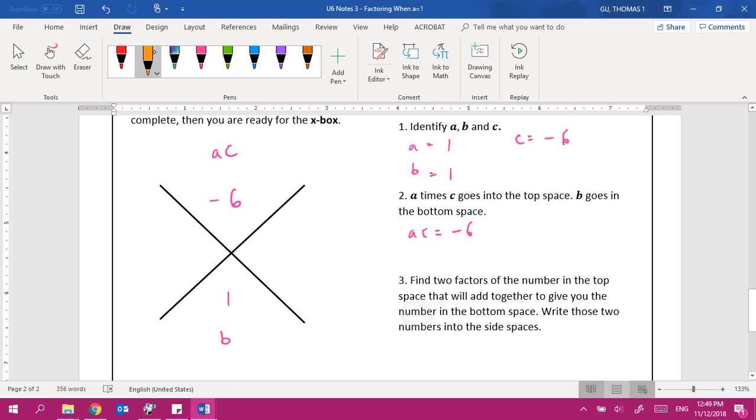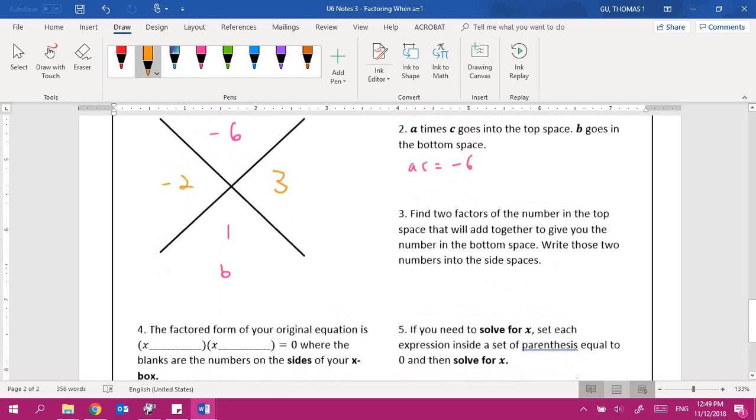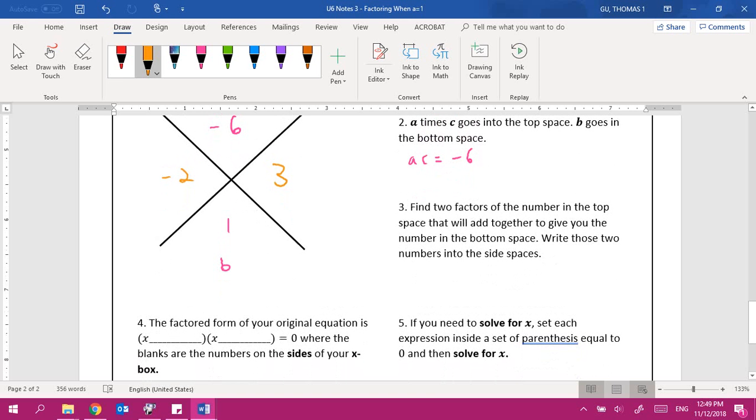Negative 2 and 3, that's right. Because negative 2 times 3 is negative 6. Yeah, the signs do matter. And then negative 2 plus 3 is positive 1. Okay? Now look at step 4. Remember, the factored form of our original equation is x and then a blank and then x and a blank, right? Exactly. Those side numbers, that's what goes in the blanks. X minus 2. And what's my next set of parentheses? X plus 3. That's it.